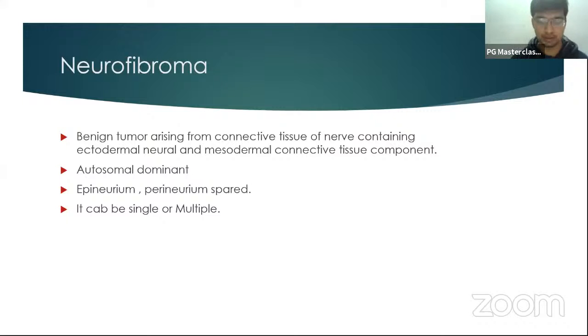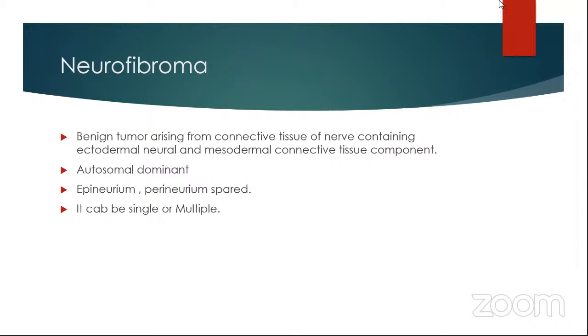Good evening, everyone. I'm continuing the lecture on the hematoma that we left behind last time. I'm continuing with the neurofibroma. Neurofibroma is a benign tumor arising from the connective tissue of a nerve, containing ectodermal, neural, and mesodermal connective tissue components. It is an autosomal dominant disease that involves the epineurium and the perineurium, and the perineurium is spared. It can be single or multiple.